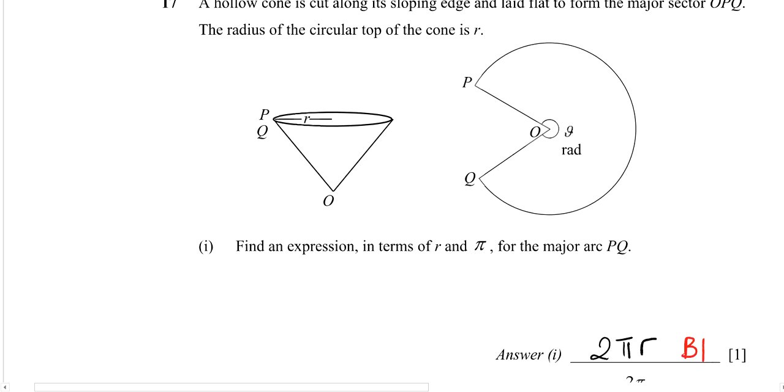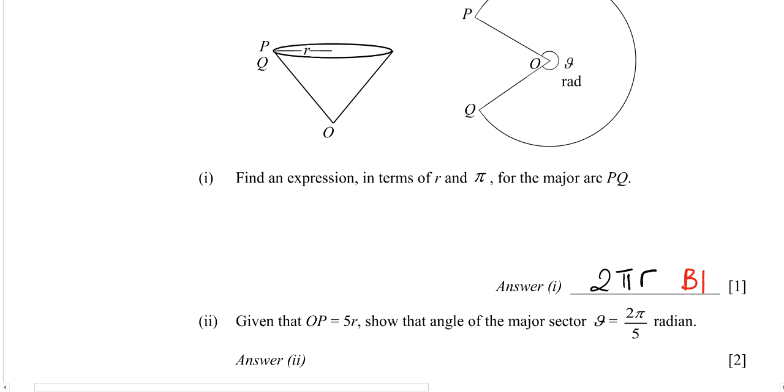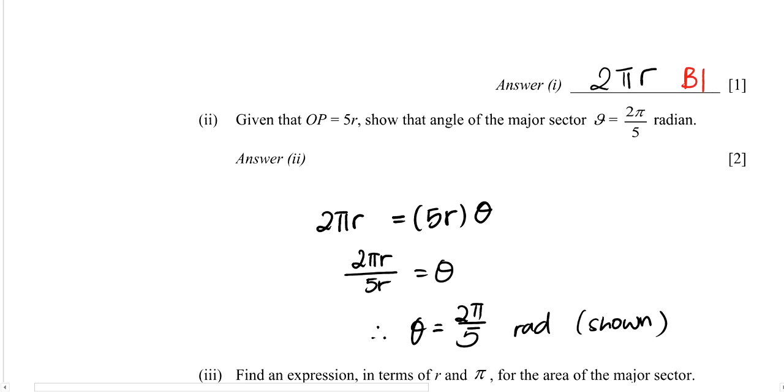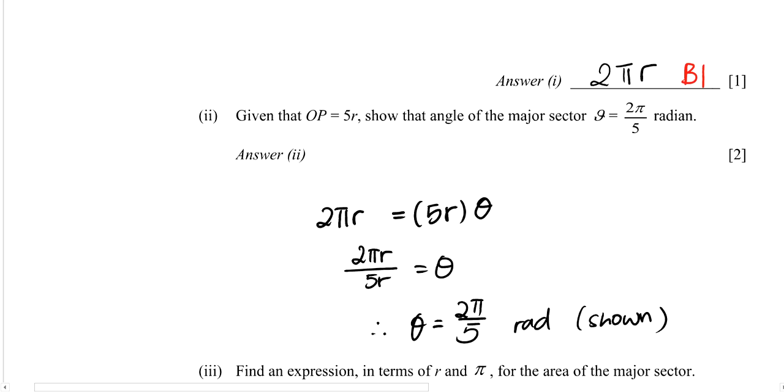Question 17. Okay, first one, 2 pi r. Second, showing question, so 2 marks. As long as you can show it, I'm quite sure you'll get the 2 marks.